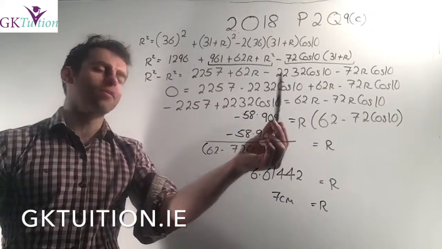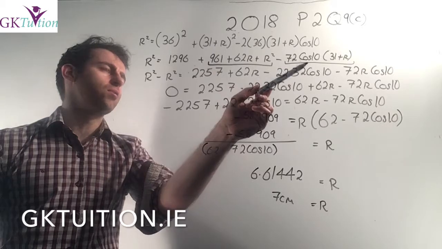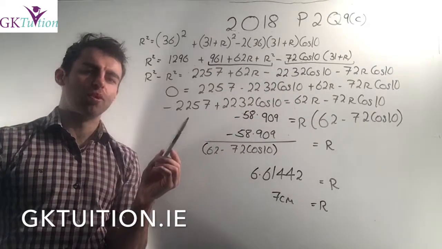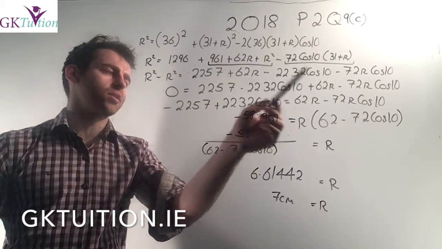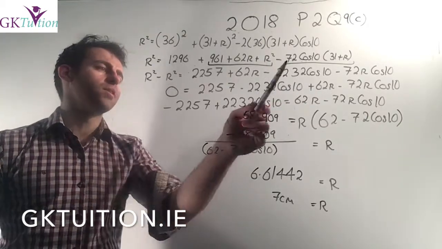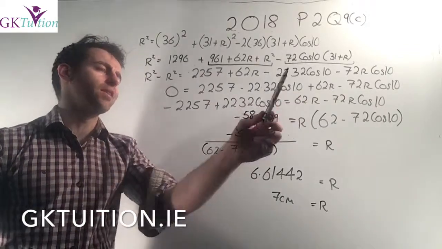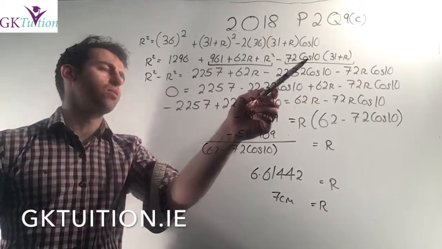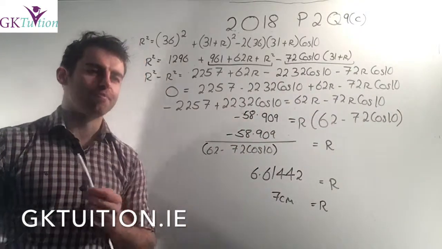What I've done here, now you have to be very careful here. I've got minus 72 cos 10 and I multiplied it by 31, and I get minus 2,232 cos 10. Basically, I've just multiplied the 72 by the 31. Then I have to multiply it by the second thing in the bracket, so it's minus 72 cos 10 by OR, which just gives me minus 72 OR cos 10.